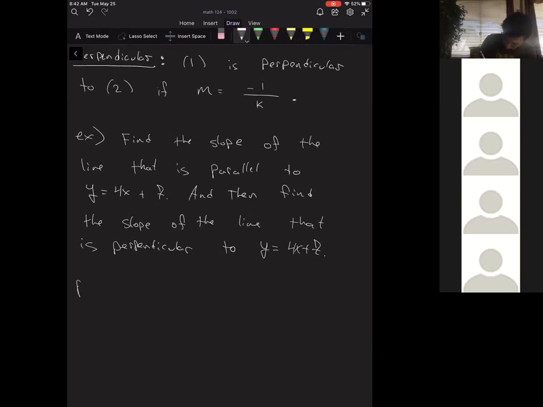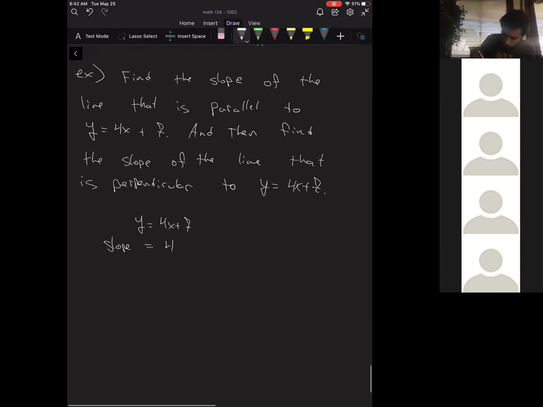Okay, so for parallel, we saw above that parallel means the same slope. So parallel is the same slope. Before we do that, let's write down the equation of the line: y is equal to 4x plus 7. So we know the slope of this line is equal to 4. So if we want to find the parallel slope, we know parallel is the same slope, so the parallel slope is going to be 4 as well.